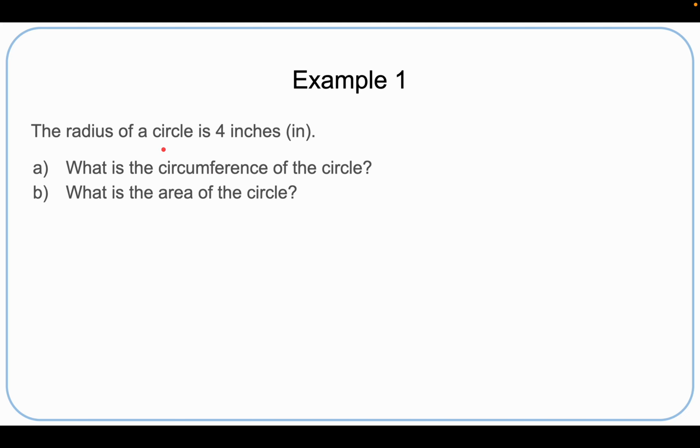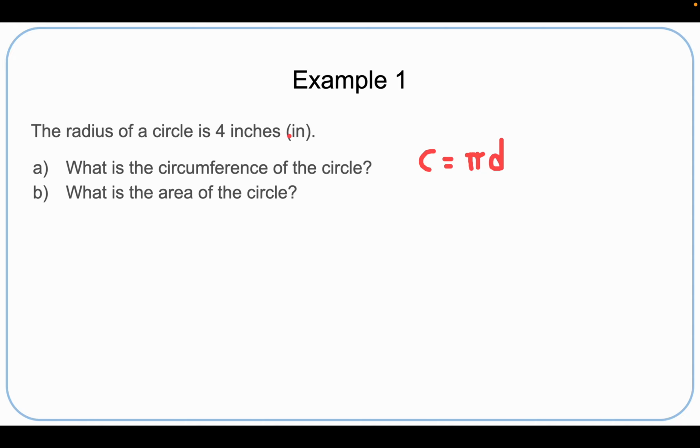So the radius of a circle is 4 inches. What is the circumference of the circle, and what is the area of the circle? So remember our formula for circumference. I'll just rewrite this over here. C for circumference. Circumference equals pi times the diameter, d.